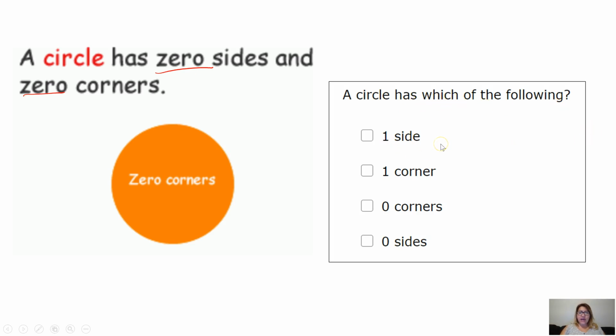Does it have 1 side? No, it does not. Does it have 1 corner? No, it does not. Remember, 0. Does it have 0 corners? Yes, it does. 0 corners. It has no corners. How many sides? No sides. Okay, so 0 corners, 0 sides. It's just round.